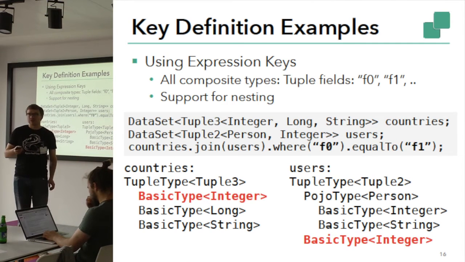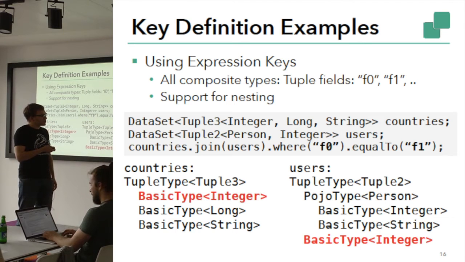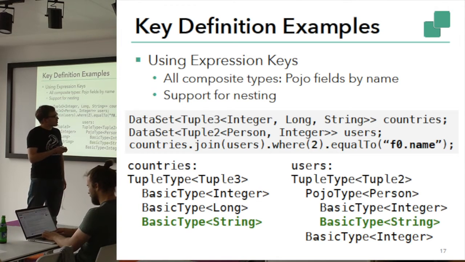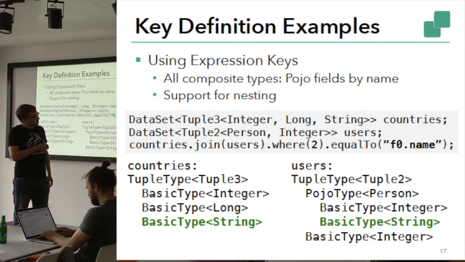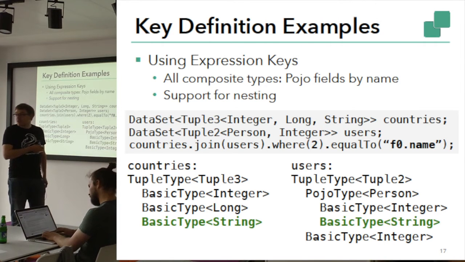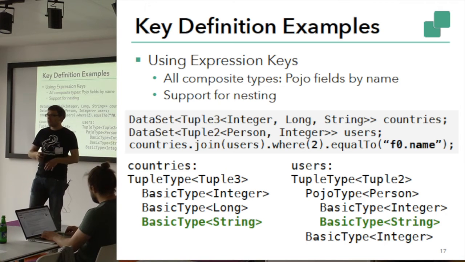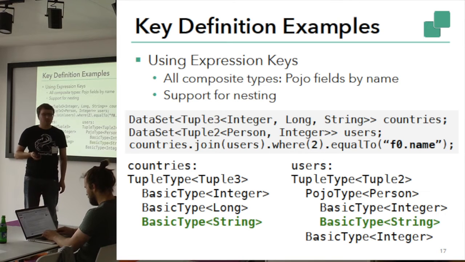Another thing that you can do is use expressions. For tuple fields, you refer to the name of the field within the object. For tuples, this is f0 and f1, which gives you the same thing. These expressions have the nice property that you can also nest them. So if you now want to, for example, join the string field of this tuple 3 against the string field of the POJO, you simply say, I want to join the third field of this tuple 3 data set against the nested name field of the first element. Then you simply say f0.name, and name there is the member variable within this POJO. So you can navigate through your data types and use nested information as a key.